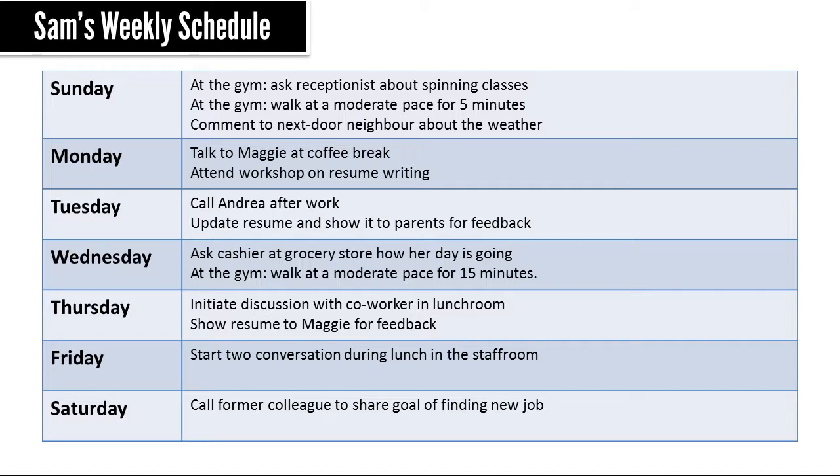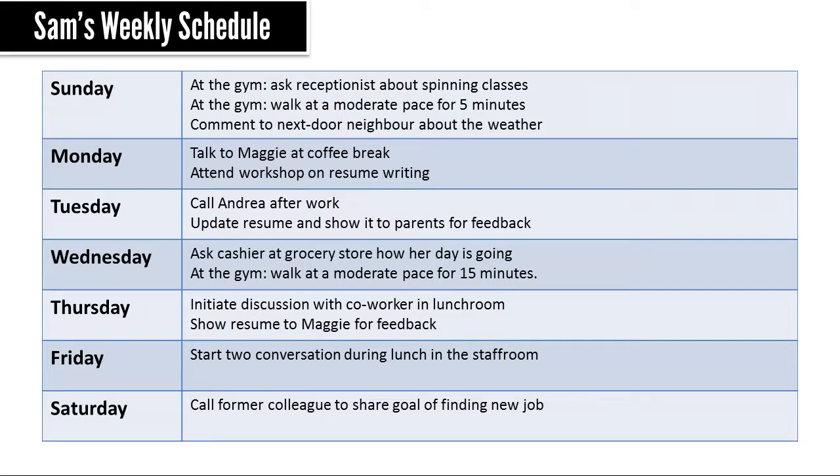She said on Sunday, at the gym, she would ask the receptionist about spinning classes. So that went towards her short-term goal of speaking to at least one person once per day. While she was at the gym, she would walk at a moderate pace for 5 minutes. So that went to her short-term goal of working out on the treadmill. And then commenting to the next door neighbor about the weather. So again, she brought in the goal of speaking to at least one person once per day.